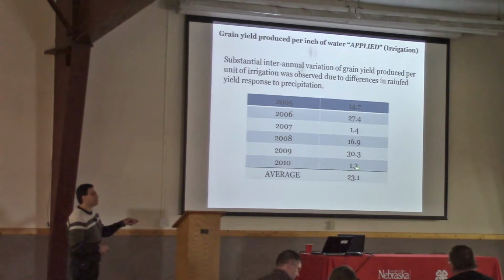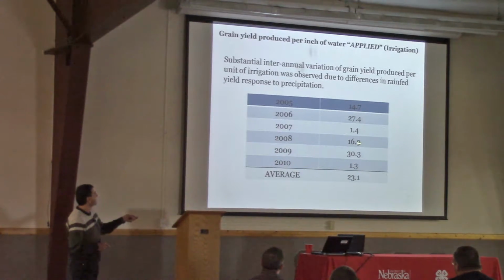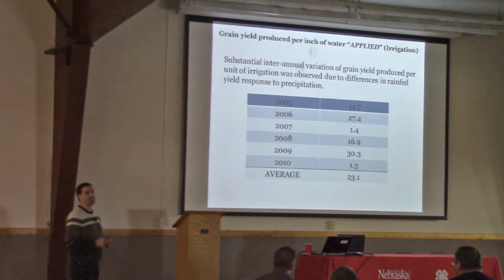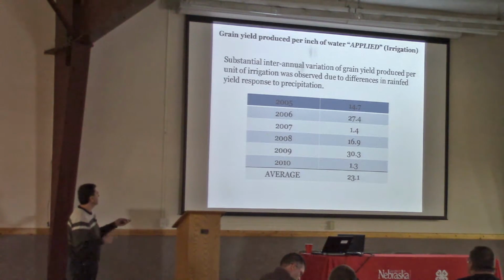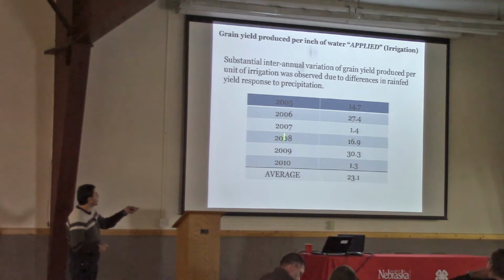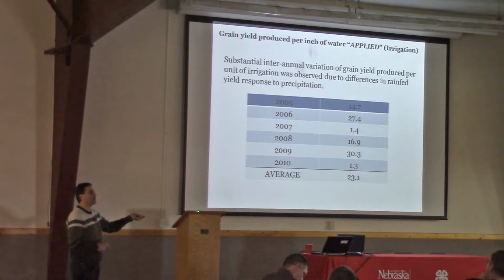In 2010, irrigation didn't make much difference. So, in 2007 and 2010, there was not much impact of irrigation on productivity. But again, yield increase per inch of water applied also has interannual variability. Every year is different.